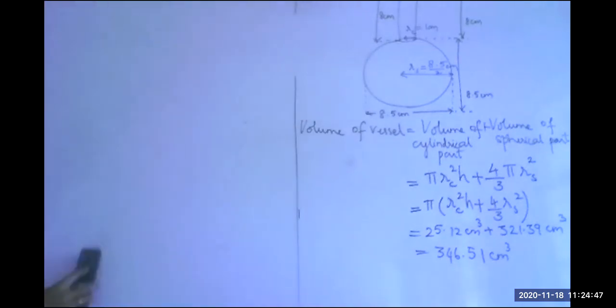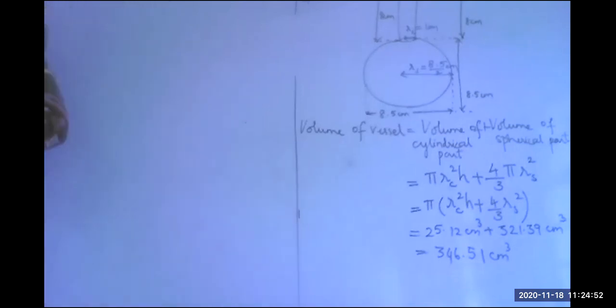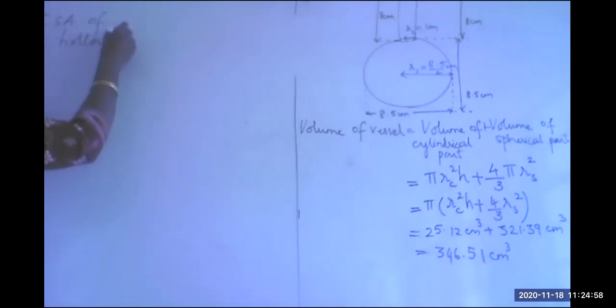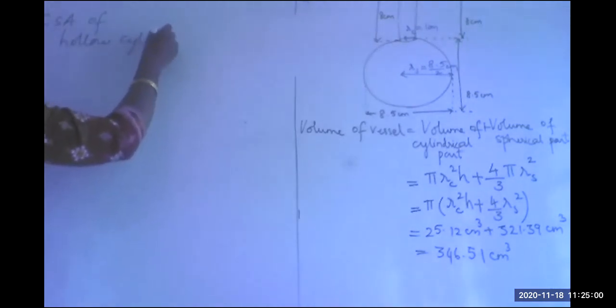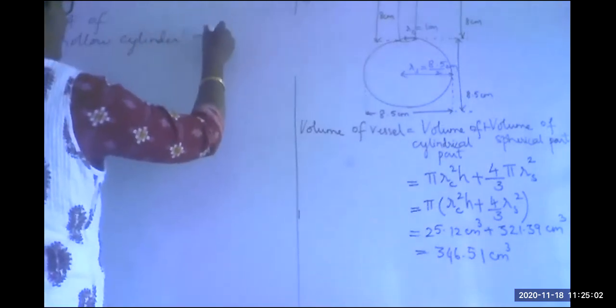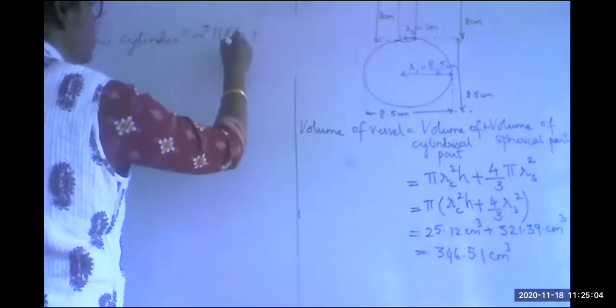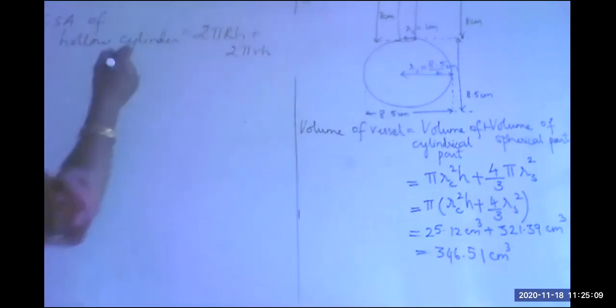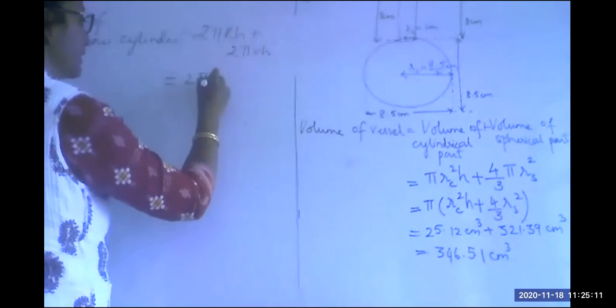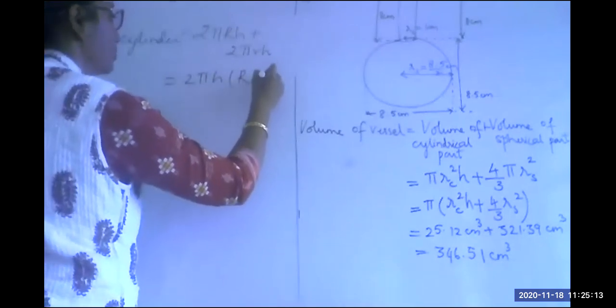So quickly I'll just write down this. You can copy it down, right? Draw the figure and try to understand the dimensions there. I'm not bringing back the figure. I'm just writing CSA of hollow cylinder. Because there are two curved surface areas, it will be 2 pi capital R h plus 2 pi small r h. Or you can consolidate it as 2 pi h times (capital R plus small r).